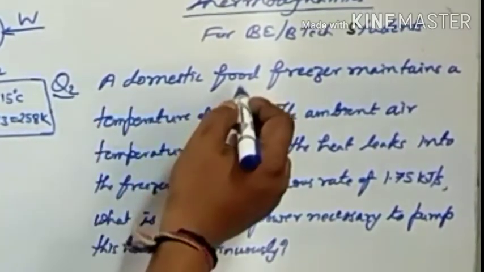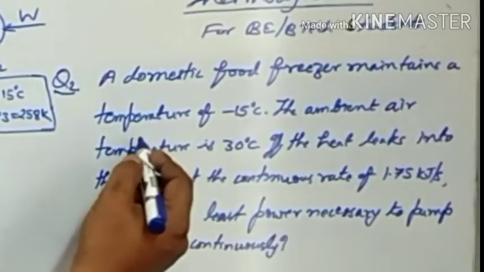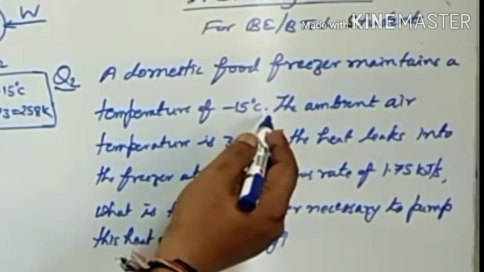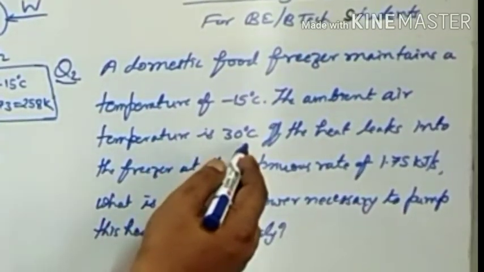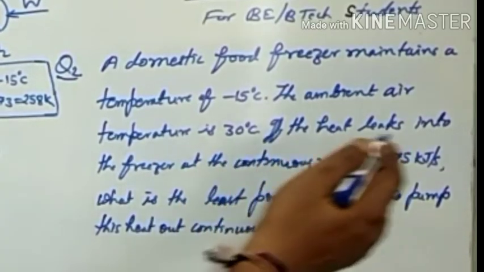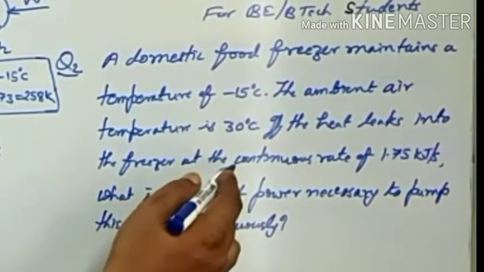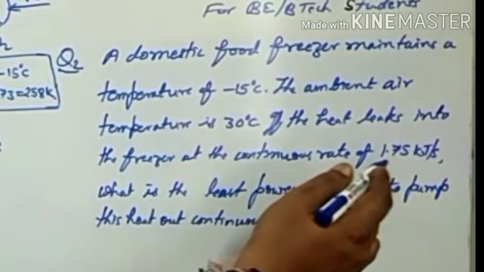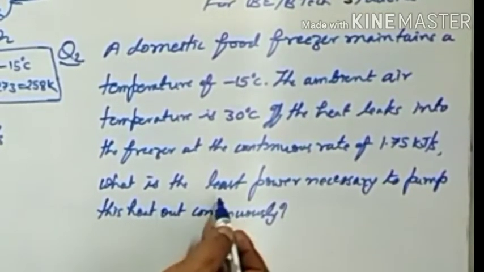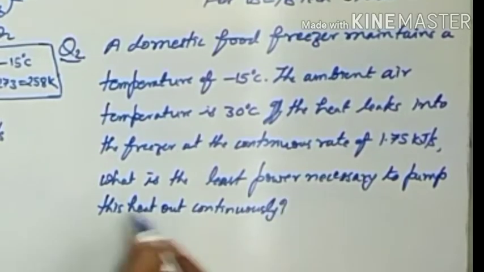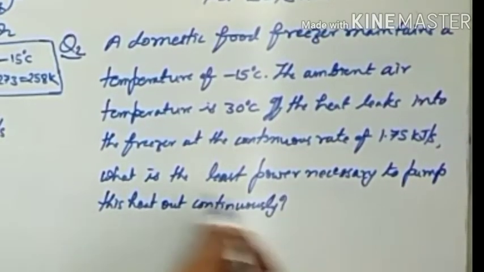A domestic food freezer maintains a temperature of minus 15 degrees centigrade. The ambient air temperature is 30 degrees centigrade. If the heat leaks into the freezer at the continuous rate of 1.75 kilojoules per second, what is the least power necessary to pump this heat out continuously?